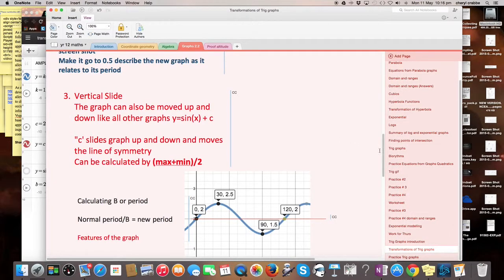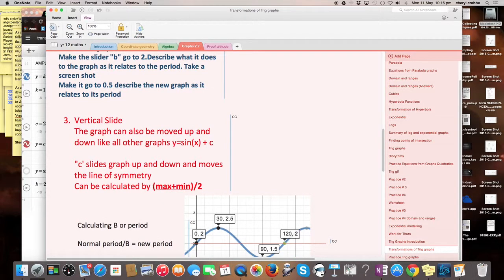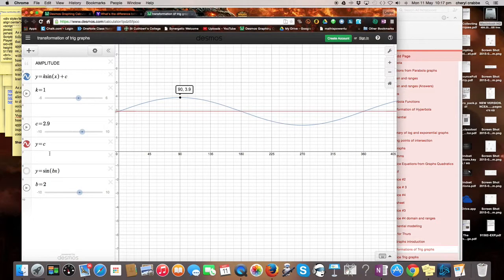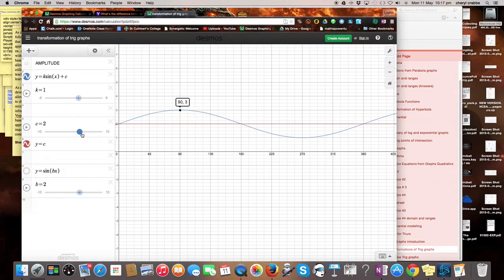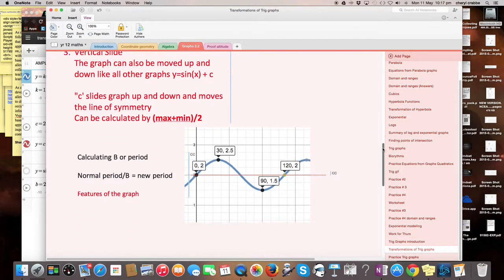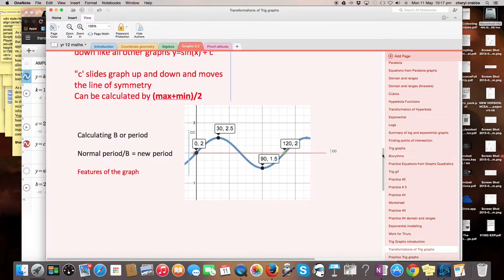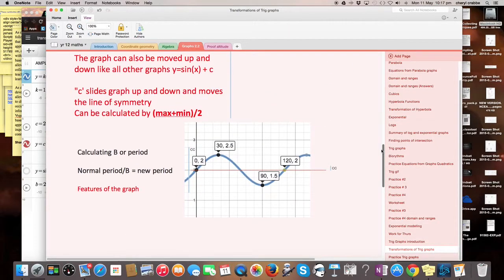So we have vertical slide that moves the graph up and down. If you don't know what your actual c is, let's just make c 2. If you know what your max and min points are, in this case the max is 3 and the minimum is 1, you add those and divide by 2: 3 plus 1 is 4, divided by 2 is 2. That tells you what your c is going to be. So when you go max plus min divided by 2, you get c. When you go max minus min divided by 2, you get your amplitude. Now we can use graphs like this one to practice finding values of a, b, and c. You can use this for some practice.